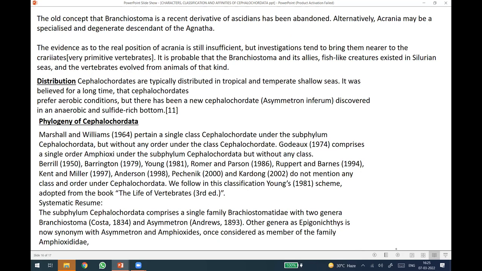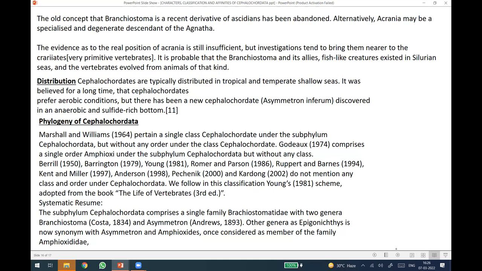So based upon all these discussions, it can be concluded that the cephalochordates acquire a very peculiar position in the phylogeny. The old concept that branchiostoma is a recent derivative of vertebrates has been abandoned. That is not accepted. Alternatively, acraniata may be a specialized and degenerate descendant of the agnatha. The evidence as to the real position of acrania is still insufficient.